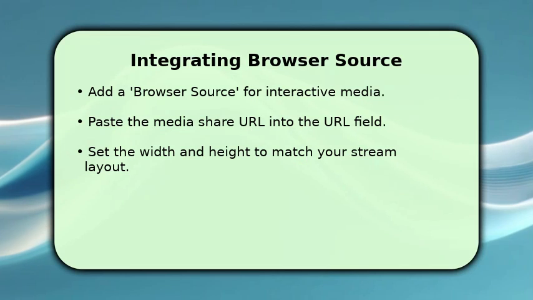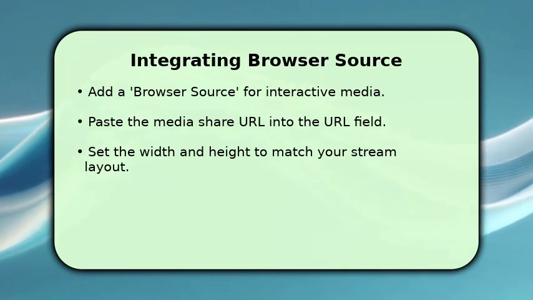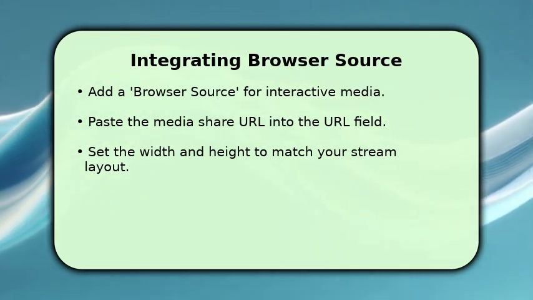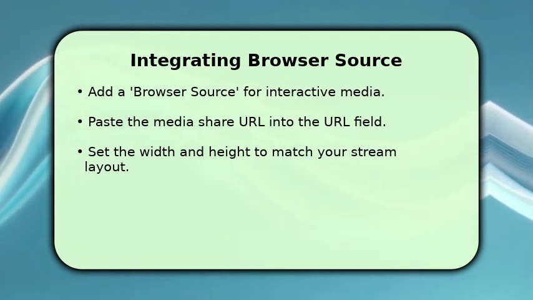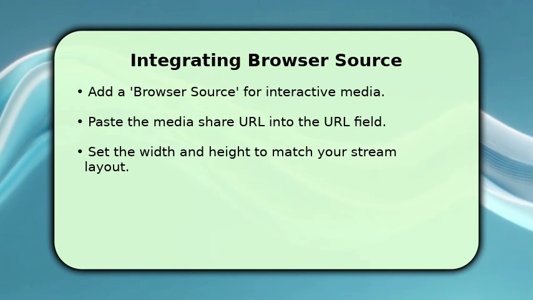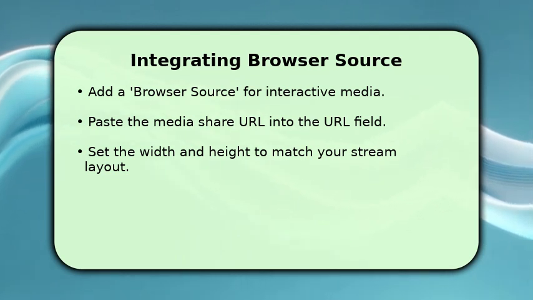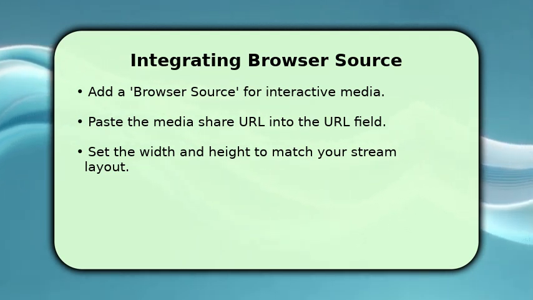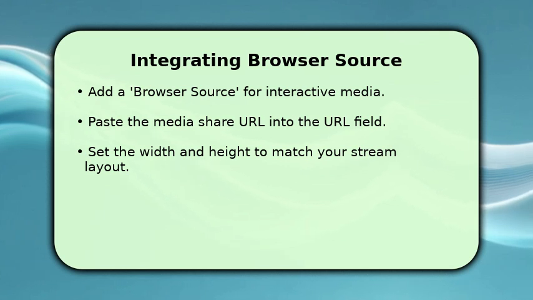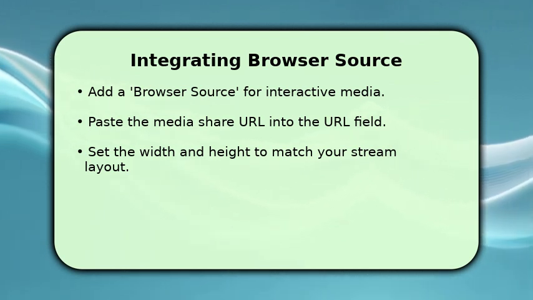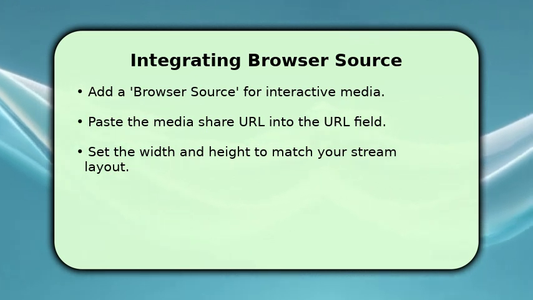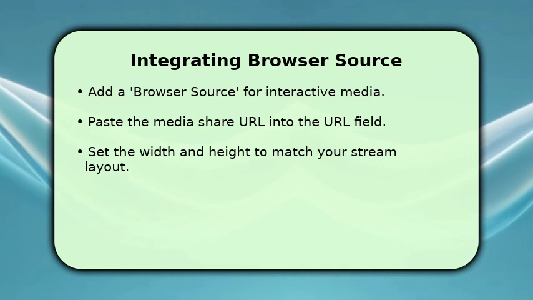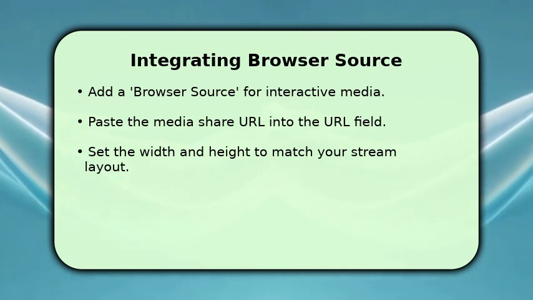For interactive media sharing, like viewer requests or alerts, you'll need a browser source. Click the plus icon in Sources and select Browser Source. Paste the unique media share URL provided by your platform, such as Streamlabs or StreamElements, into the URL field. Set the width and height to match your stream's resolution, for example, 1920 by 1080 pixels. You can also add custom CSS for unique visual styling.